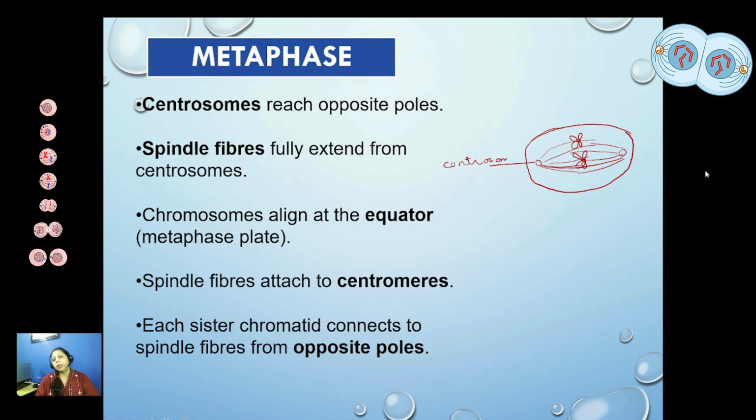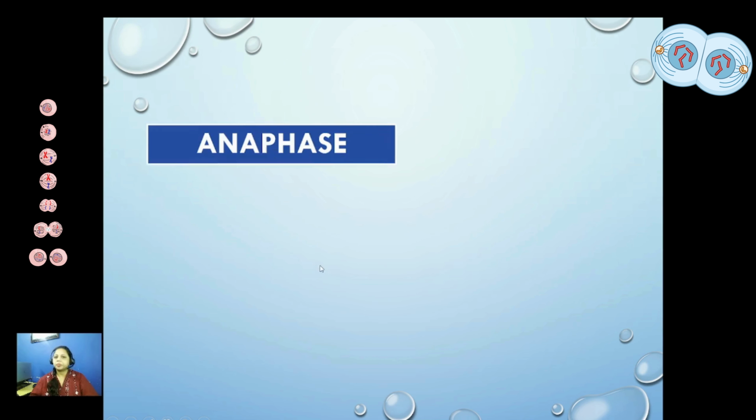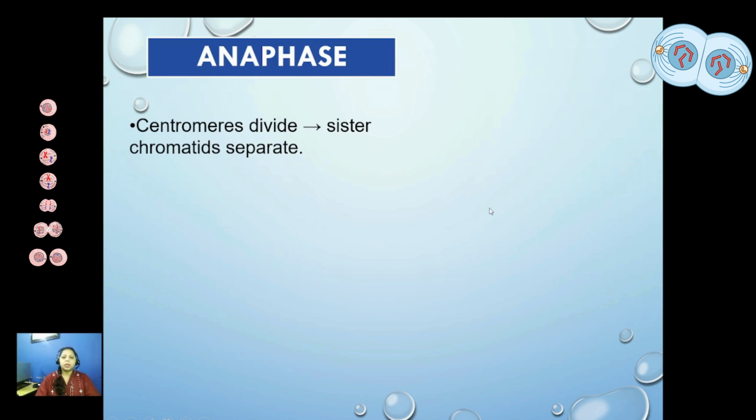Now what happens in anaphase? These spindle fibers move back into the centrosome, which actually results in the separation of the sister chromatids. Let's talk about anaphase. This is characterized by the separation of sister chromatids.